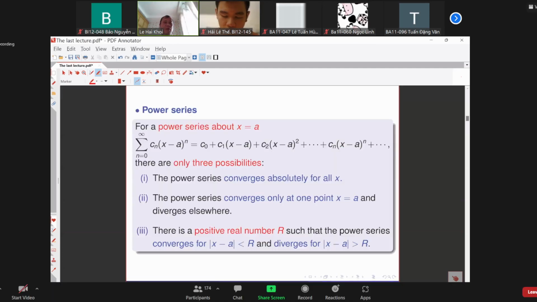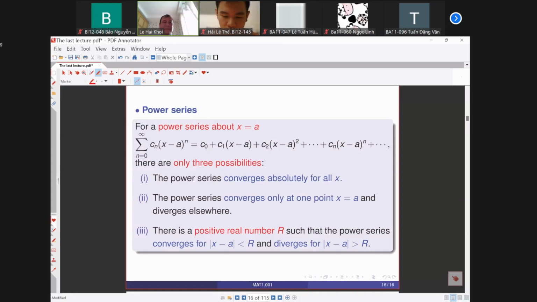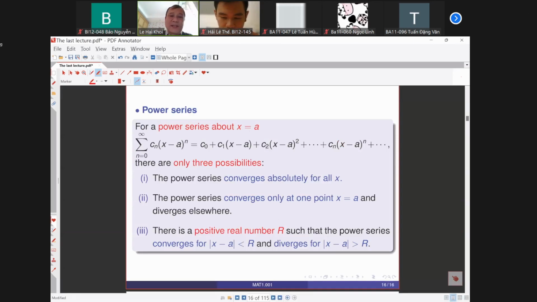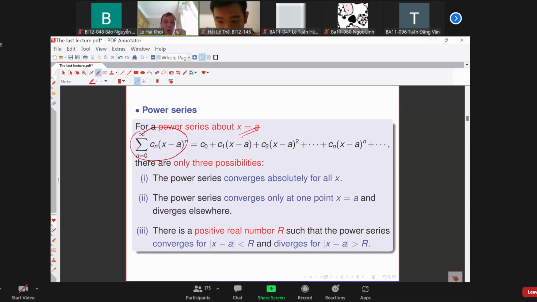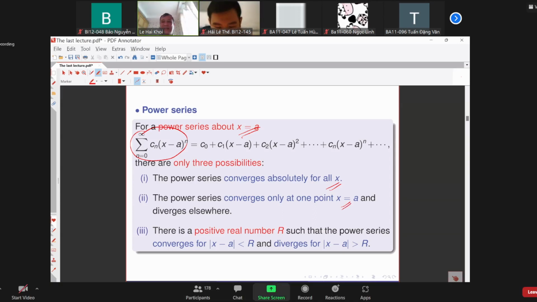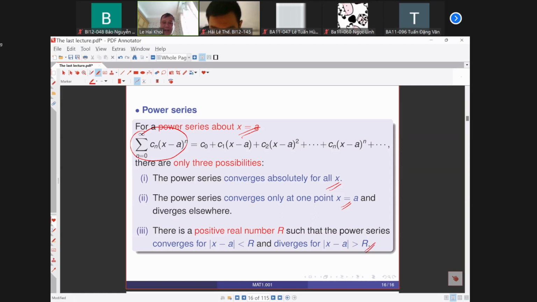So for power series, which means the series of this form with the center at A, there are only three possibilities. I already explained. First, converge for any x. The second, converge at only one point, x equal to A. This is the center. And the last one, there is the interval minus R to R.